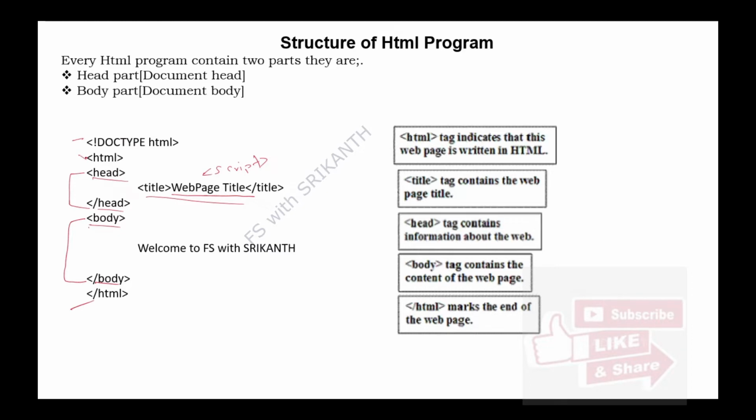The html tag indicates that this web page is written in HTML. The doctype HTML gives information to your web browser about what version of HTML is being used. So this type of information is in this structure, and we can follow this structure, or if you don't want to follow the structure, you can skip it.